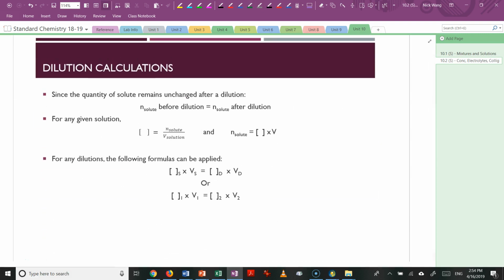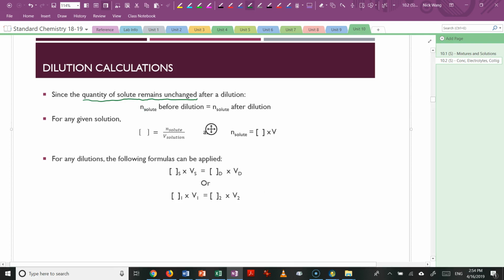So overall, let's go ahead and apply that concept of how this works. Remember that this dilution calculation is going to be helpful in terms of calculating with dilutions. The important thing is that the quantity of solute remains unchanged in a dilution. Remember that we just talked about that, right? The number of particles that are dissolved are not going to change just because you add extra solvent. The number of particles are still there. It's just that now it's watered down some.